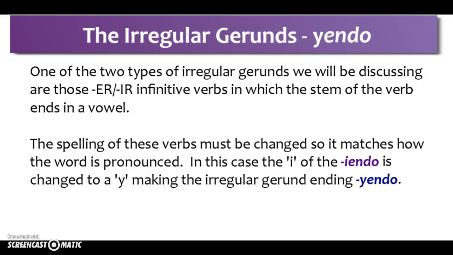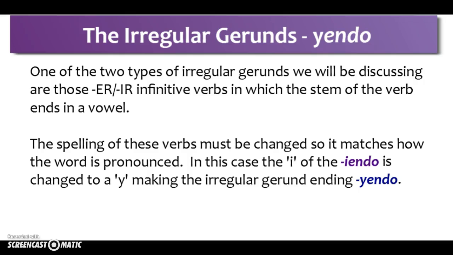One of these irregularities that we need to look at is when the stem of the verb ends in a vowel. We're going to be making what is called an orthographic change. Do you remember a lesson on conjugating verbs that end in a vowel in their stem in the preterite? We looked at creer and leer and oír. We're going to be looking at those same three verbs again, and it's going to have the same kind of change. The orthographic change is made to maintain how the word is pronounced.